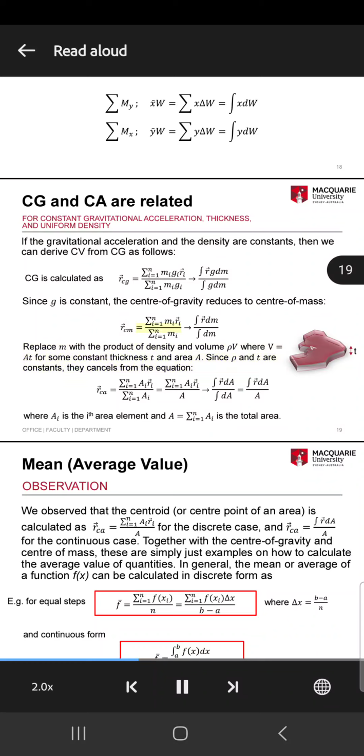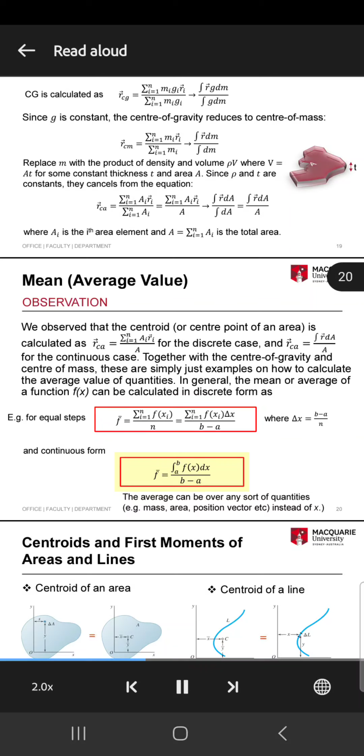R_CG equals R_cm equals the numerator, sum from i equals 1 to n of m_i r_i, going to an integral, where dA_i is the ith area element and the sum of dA_i from i equals 1 to n is the total area A. In continuous form, the mean average value: f bar equals the numerator, integral from a to b of f of x dx, over the denominator b minus a. For equal steps, f bar equals the sum from i equals 1 to n of f_i, divided by n.